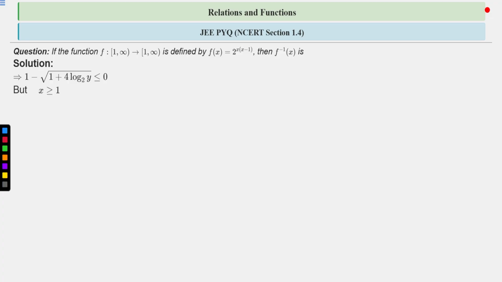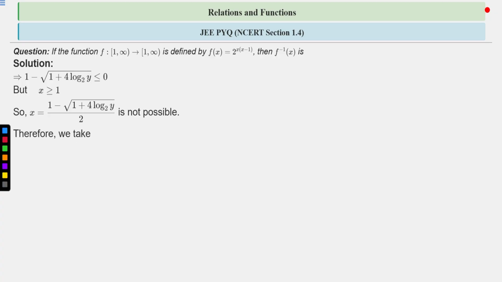But x is greater than or equal to 1, right? So, x is equal to (1 minus root over 1 plus 4 log 2y) upon 2 is not possible, because the numerator, 1 minus root over 1 plus 4 log 2y, is less than or equal to 0. But x is given as greater than or equal to 1. Clear? So, x is equal to (1 minus root over 1 plus 4 log 2y) upon 2 is not possible, right?